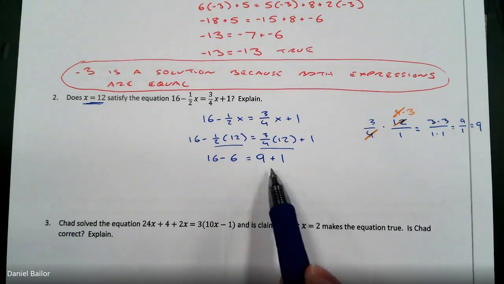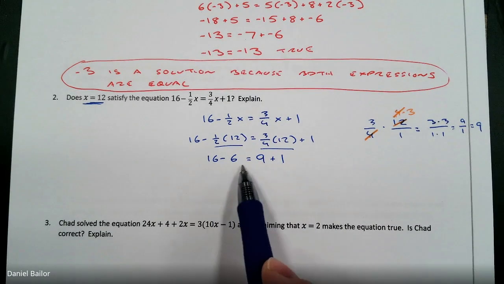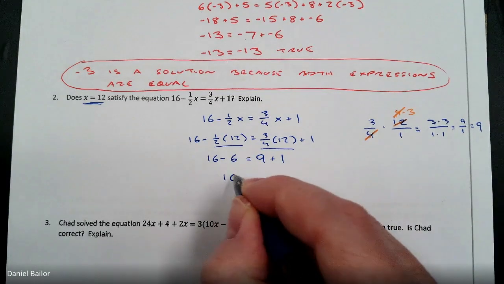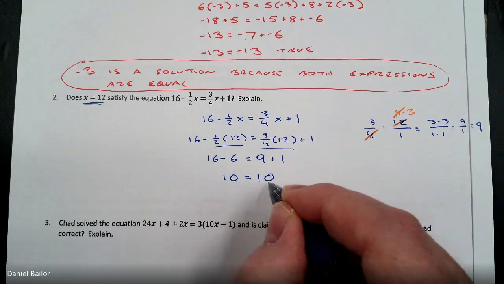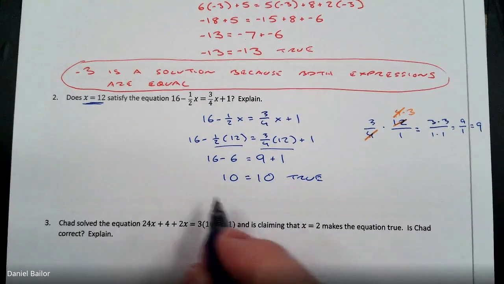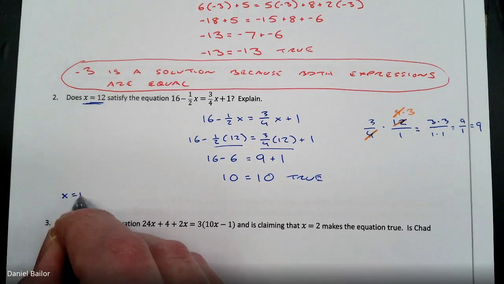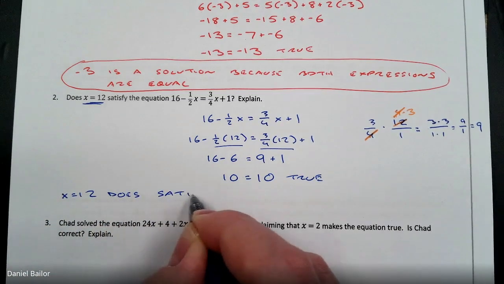And don't forget to bring the plus 1 back down. So now we have 16 minus 6 equals 9 plus 1. 16 minus 6 is 10. 9 plus 1 is 10. 10 is 10. That is true. So x equals 12 does satisfy the equation.